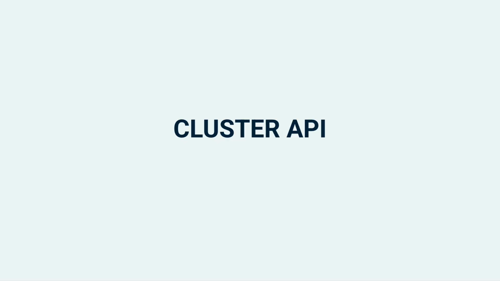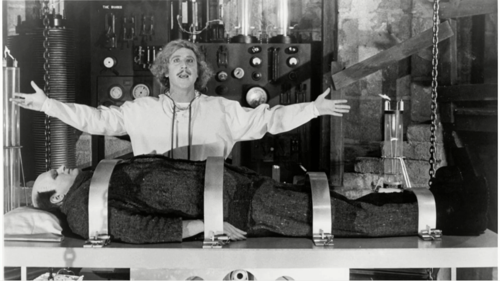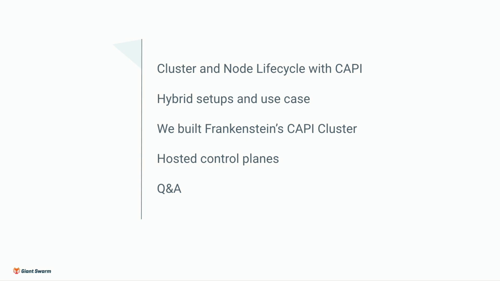And today we are going to talk... Today we're going to talk about Frankenstein's cluster. So we'll see in a bit what it means, but in terms of what we're going to talk about, we're going to start with a few prerequisites about cluster and node lifecycle using Cluster API. Then we'll talk about the use case around hybrid clusters and what brings us here today to give a talk. We'll mention that Frankenstein cluster that was in the photo, and then we'll finish with a note on hosted control planes.